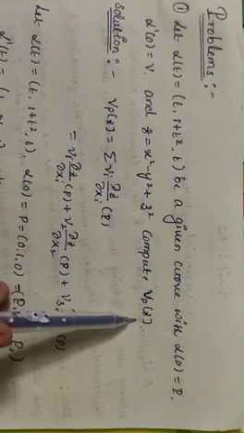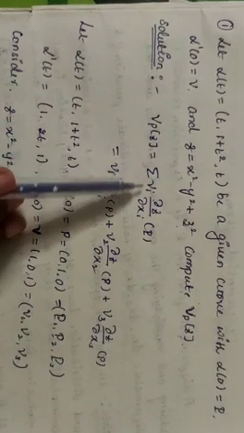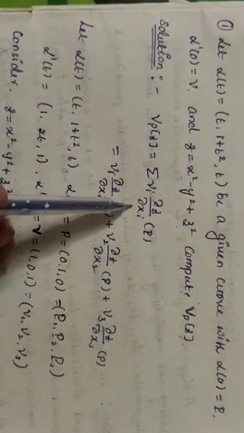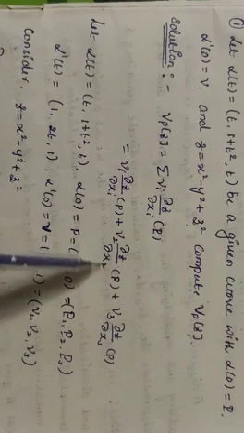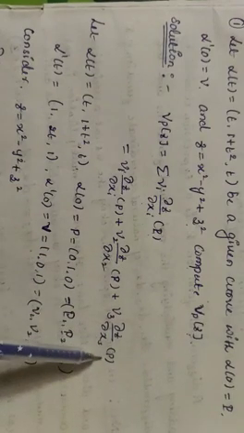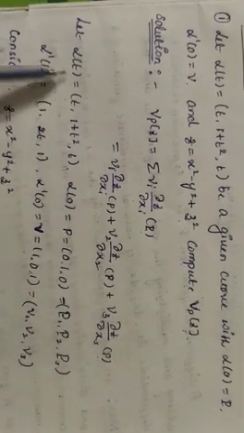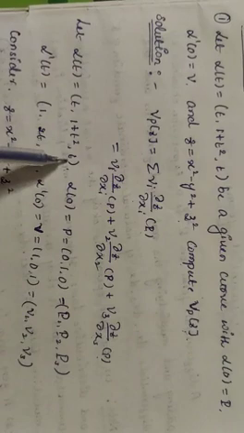Okay, now look here, the solution is: we know that v_p of f equals summation v_i into del f by del x_i of p. Now this can be represented as v1 into del f by del x1 at the point p, plus v2 into del f by del x2 of p, plus v3 into del f by del x3 of p. First we have to consider alpha of t, that is alpha of t equals (t, 1 plus t square, t).